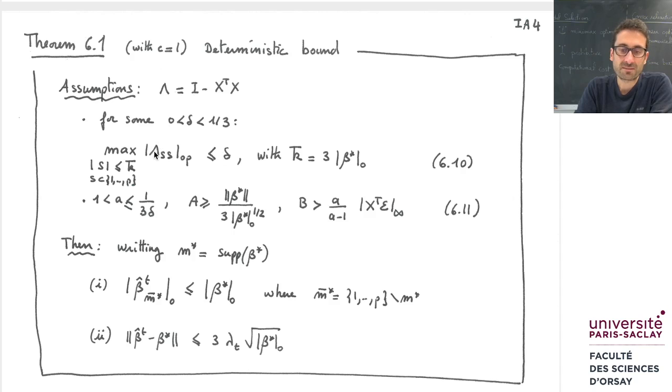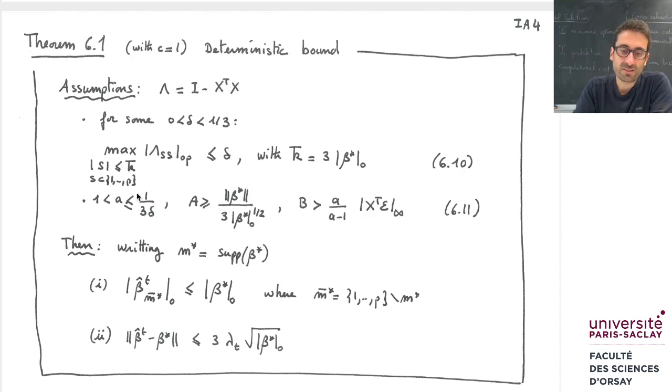So delta is not that large. It means that if you look at the variables indexed by S, this matrix is not very different from the identity, and the difference in operator norm is smaller than delta. This is really a hypothesis about the design, which we have already made, and which is linked to a restricted isometry property.